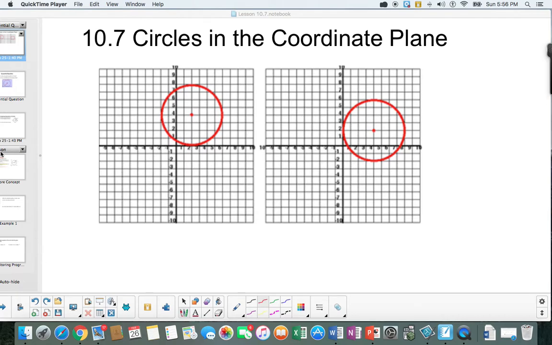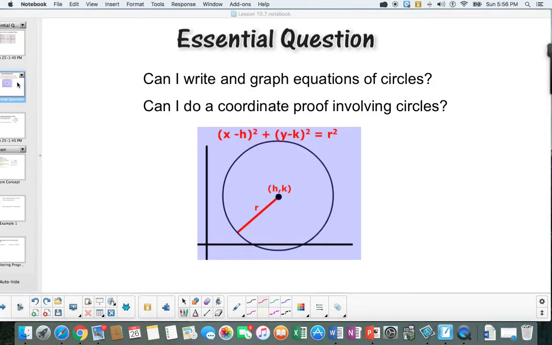10.7 Circles in the coordinate plane. Essential question: can I write and graph equations of circles? Can I do a coordinate proof involving circles?